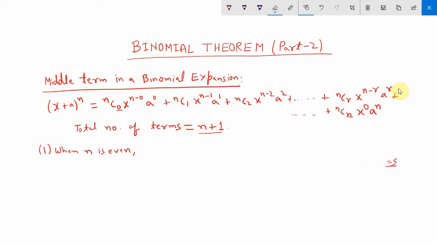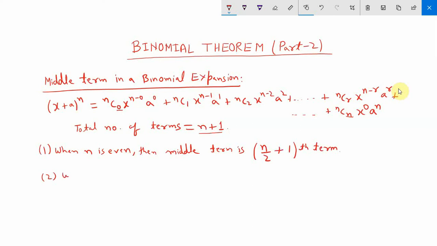So we will start with two cases. When n is even, then the middle term is given by n by 2. Since n is even, it will be divisible by 2. So the n by 2 plus 1th term of the expansion.